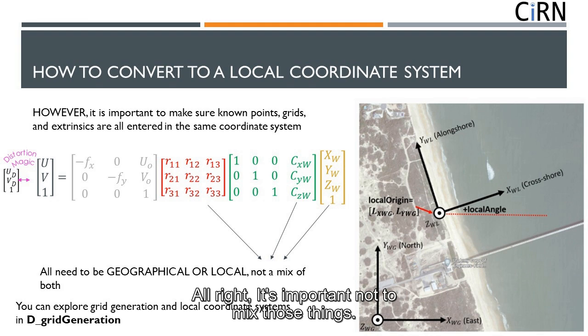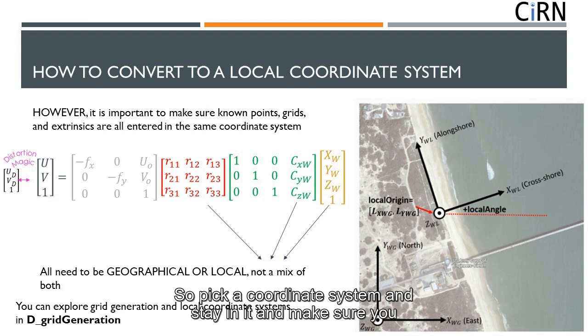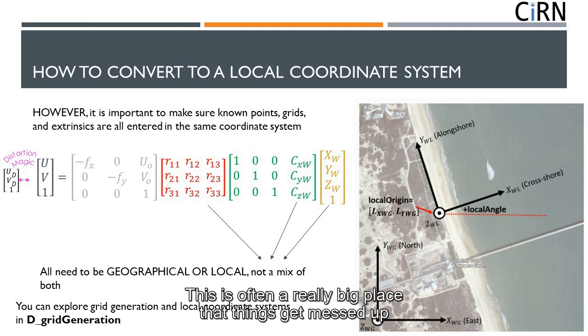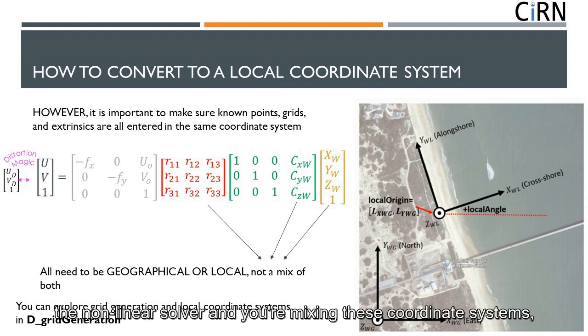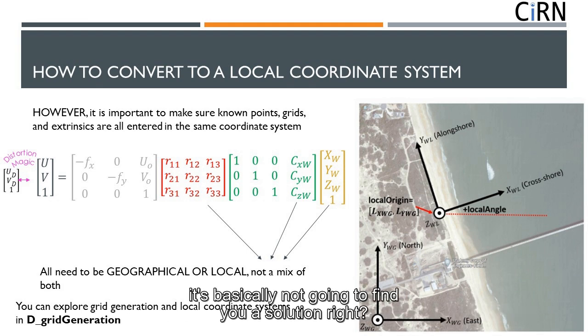All right, it's important not to mix those things. Don't mix your conventions between your local coordinate system and your geographic coordinate system for your rotation and your translation parameters. So pick a coordinate system and stay in it, and make sure you define your angles appropriately for that coordinate system. This is often a really big place that things get messed up, because if you input some of your guesses incorrectly into the nonlinear solver and you're mixing these coordinate systems, it's basically not going to find you a solution.